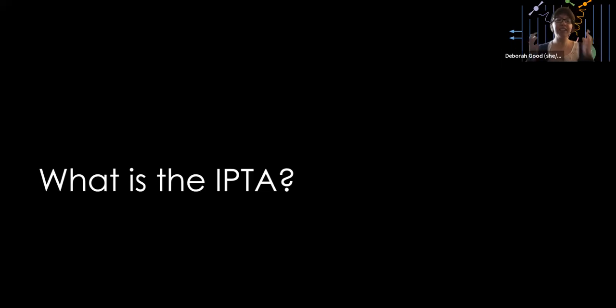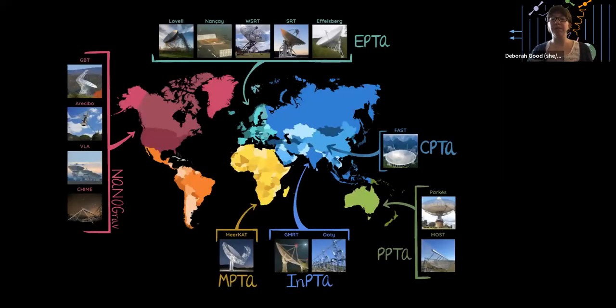Okay, so let's dig into the nuts and bolts a little bit of the IPTA now that we've talked about what a pulsar timing array is and why you do it. So this is all of the groups and the telescopes that are involved in the IPTA. There's NANOGrav, or the North American Nanohertz Observatory for Gravitational Waves in the US and Canada. There's the European Pulsar Timing Array in Europe. There's the Chinese Pulsar Timing Array in China.